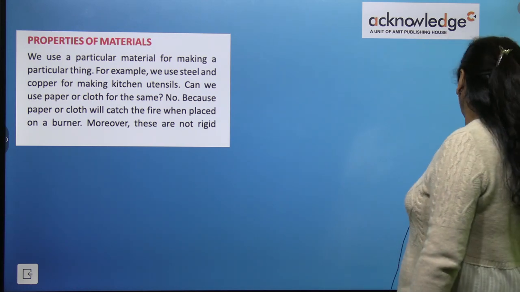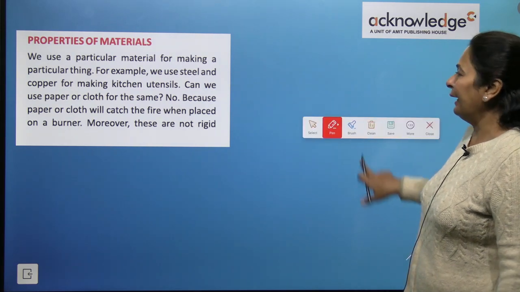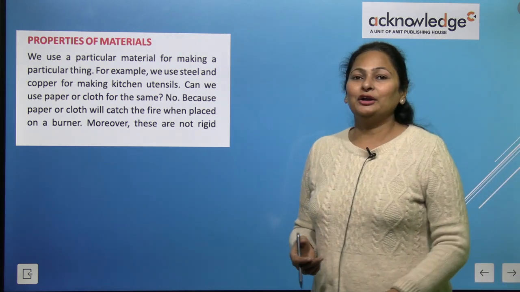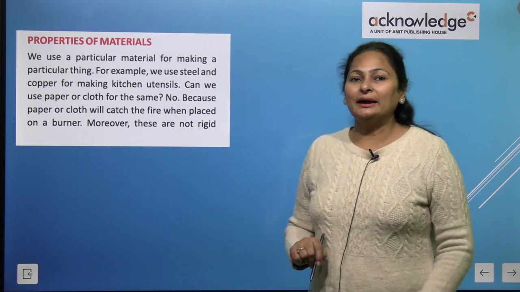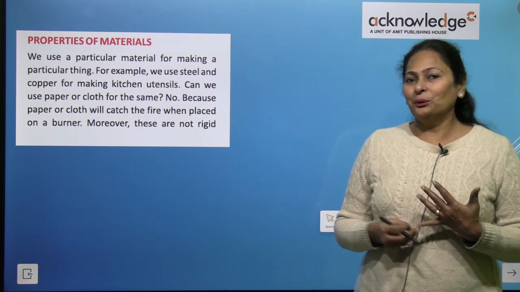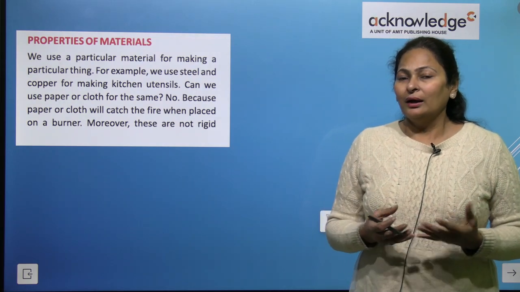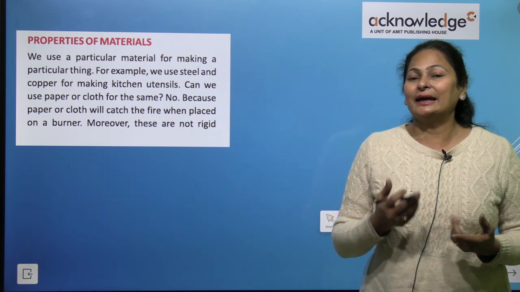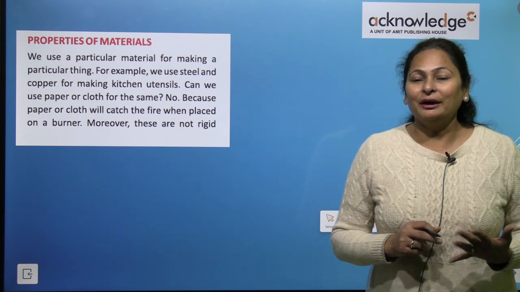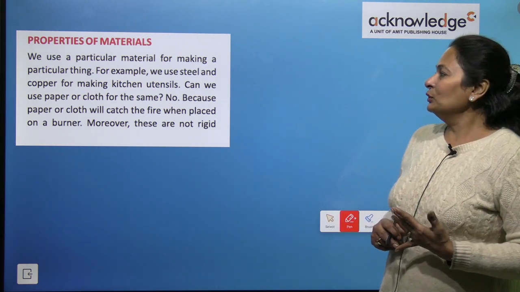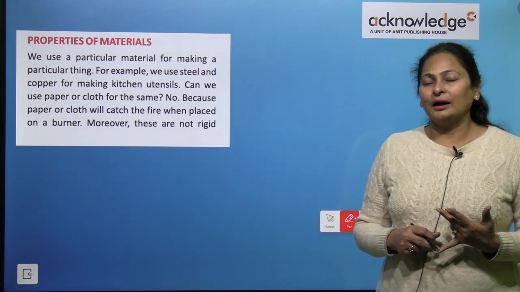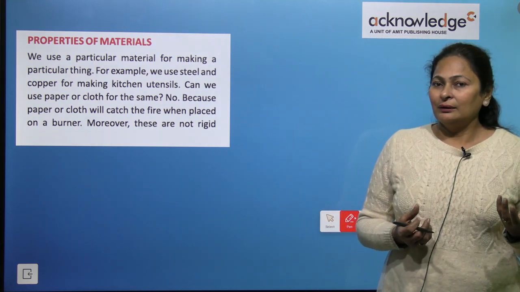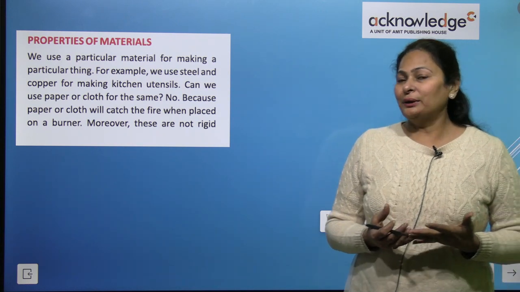So let's see what the properties of materials are, right? We use a particular material for making a particular thing. For example, we use steel and copper for making utensils, right? We have utensils in which we cook and we eat. So the utensils are made up of different materials like steel, copper, aluminum, even glass, right? Can we use paper or cloth for the same? Just imagine, kids, can we make utensils with paper? Tell me, why is it not possible?